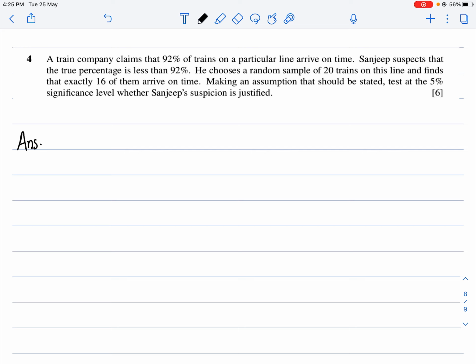A train company claims that 92% of the trains on a particular line arrive on time. The rival claim of Sanjeev is that he suspects this is less than 92%. He chooses a random sample of 20 trains, which is my n, on this line and finds exactly 16 of them arrive on time. Making an assumption that should be stated, test at 5% significance level that Sanjeev's suspicion is justified. The first thing you need to do is state the assumption.